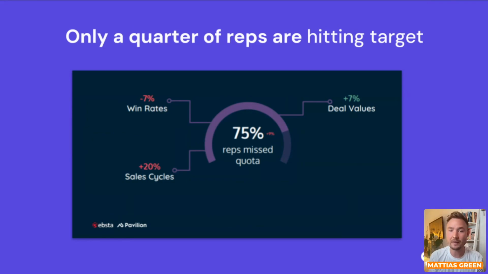But one of the things we ended up talking about was that there's a lot of pressure on these sales leaders. You probably heard about this as well, Koen, but according to Epsta and Pavilion, 75% of reps missed quota. This is from 2023 stats. We had a decrease in win rates, an increase in sales cycle, and a small increase in deal value. So that's at least a plus. But it just goes to show that what a lot of sales reps are doing today, which worked 2-3 years ago, isn't working today.